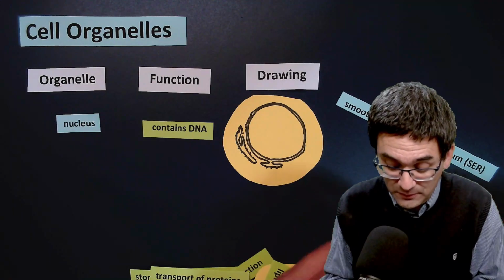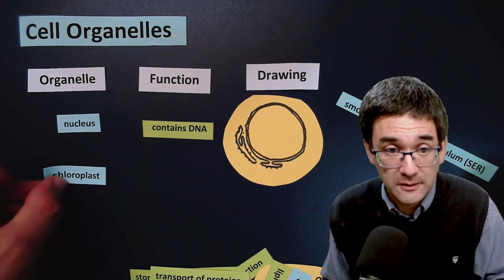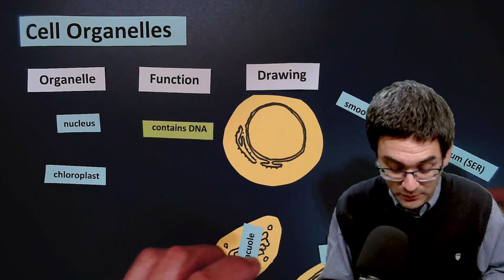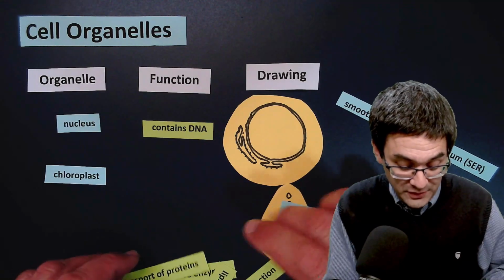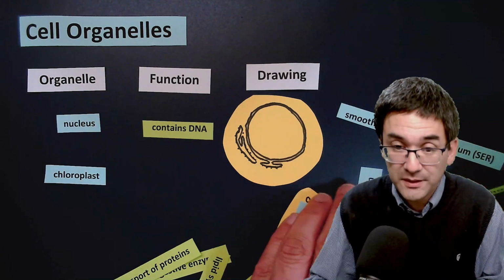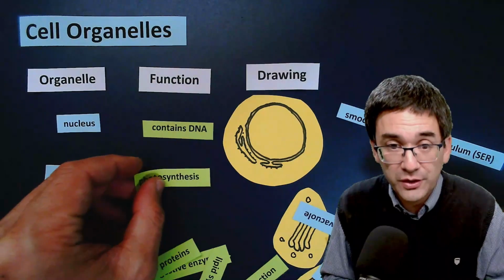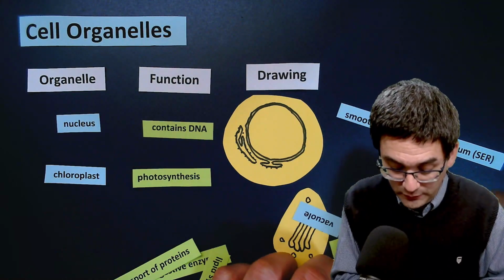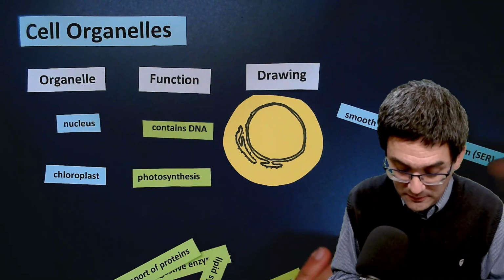So what else do we have? Yeah, we talked about the chloroplasts over here in plant cells. So let's find a drawing from over here as well. Transport of proteins, vesicles. No. I think there was photosynthesis. Look here. This is what chloroplasts do. They do photosynthesis, and the drawing of the chloroplast is down here.